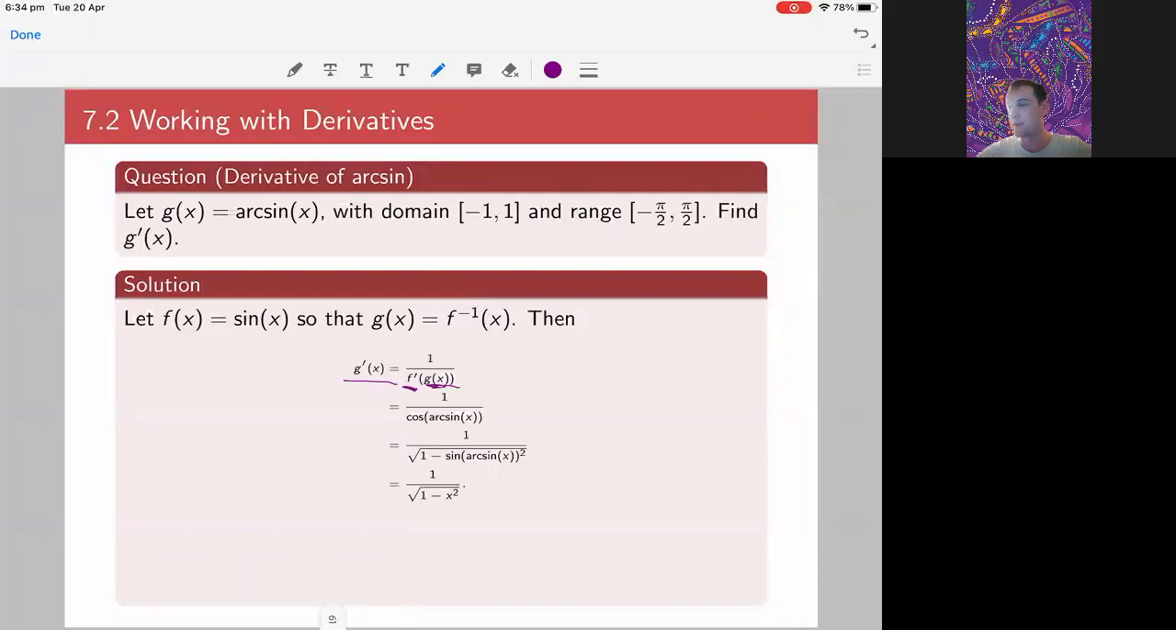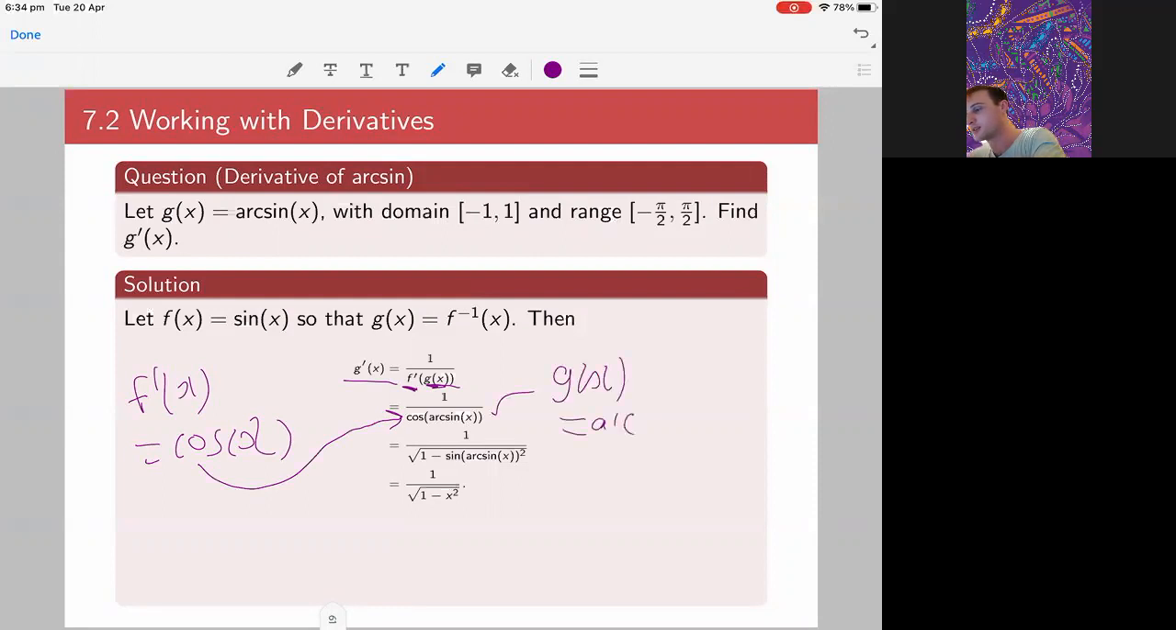Okay, so how do we do that? Well, remember, the derivative of sine is cosine. So that means this cosine goes here. But careful, we're not evaluating cosine of x, we're evaluating cosine of g of x. Because remember, g of x is equal to arc sine of x. Now, cosine.